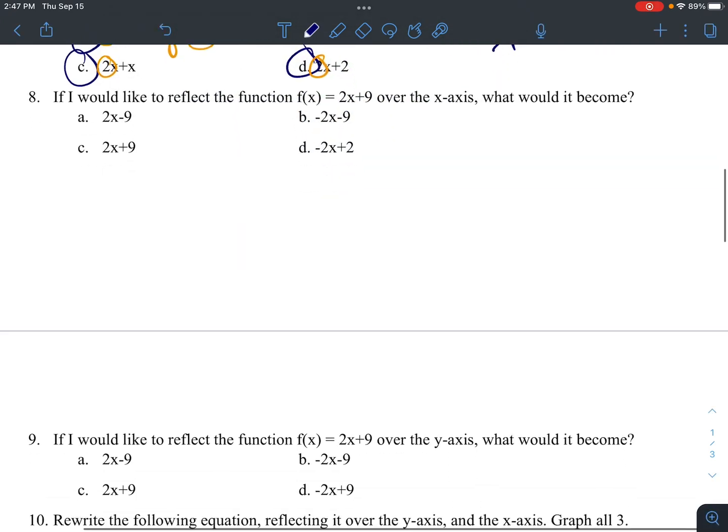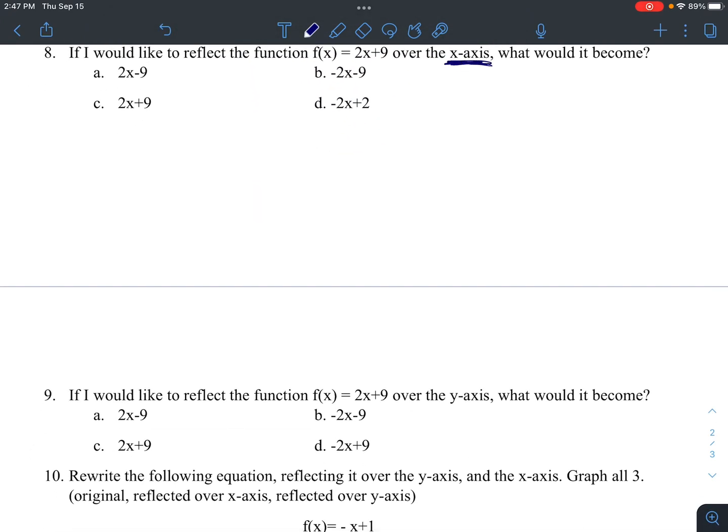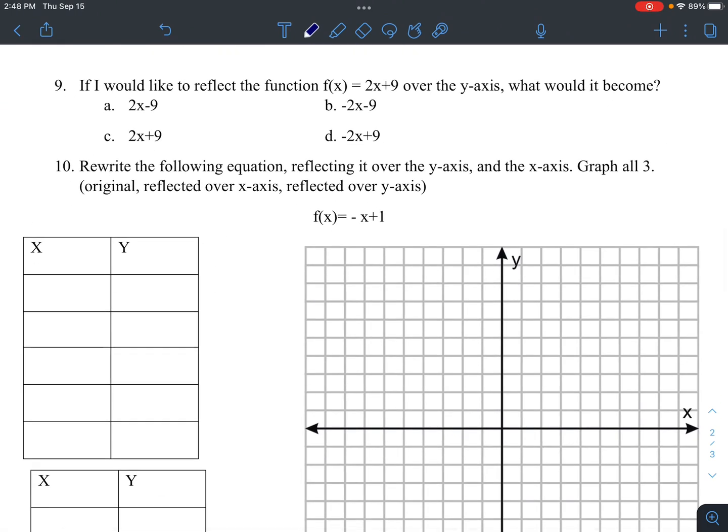If I'd like to reflect something over the x-axis, remember we've got to multiply everything by -1. So 2x plus 9. And this is the one where we have the edit to being plus 9. So remember that. So -2x, because -1 times 2 is -2, minus 9. So same deal. For the x-axis, we're multiplying everything, so that's why we have it in parentheses.